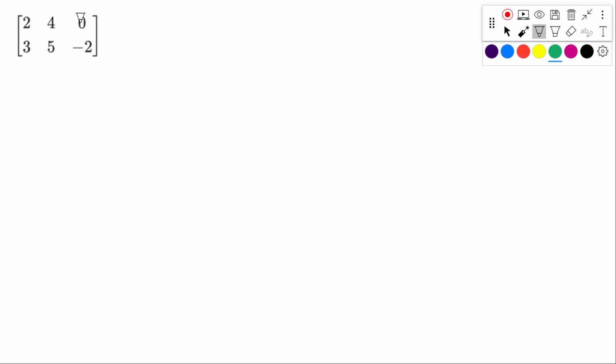First thing I want to mention is that this matrix is a representation of the system 2x squared plus 4y equals 0. The second equation is 3x squared plus 5y equal to -2. So that's why we're able to say that this is a process for solving a system, because the values in the matrix represent the coefficients and the constant in each equation of the system.